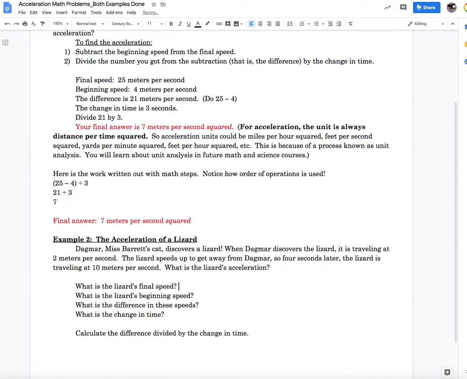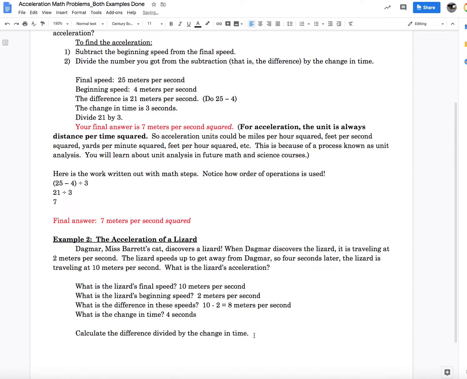So the lizard's final speed is 10 meters per second. The lizard's beginning speed is 2 meters per second. So that's what the lizard is starting at, and then the lizard is ending at 10 meters per second. The difference between these two speeds is 10 minus 2, so that is 8. And that's actually a speed, so it should have a label, meters per second. And then the change in time is 4 seconds.